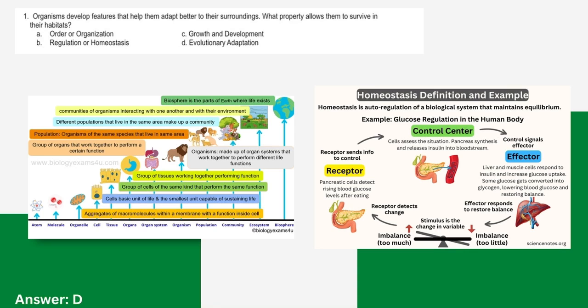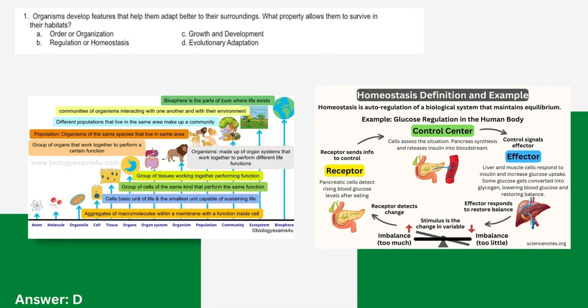Organisms develop features that help them adapt better to their surroundings. What property allows them to survive in their habitats? Okay, we have 4 different choices here: order, organization, regulation, or homeostasis, growth and development, and evolutionary adaptation. You can pause the video to try to answer it first before we reveal the answer.